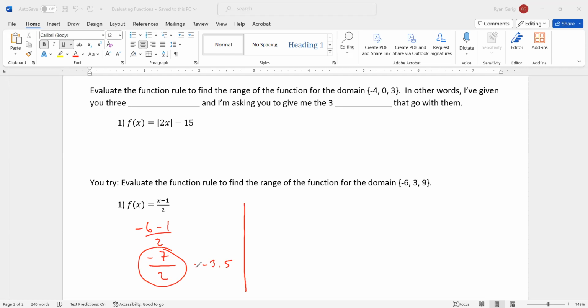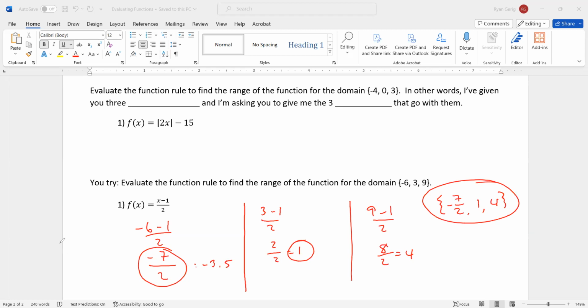But yeah, put 3 in for x. 3 minus 1 divided by 2. So 3 minus 1 is 2, divided by 2 is 1. And then the last one, 9 minus 1 divided by 2, that's 8 divided by 2 is 4. So my range here is -7 over 2, 1, and 4.